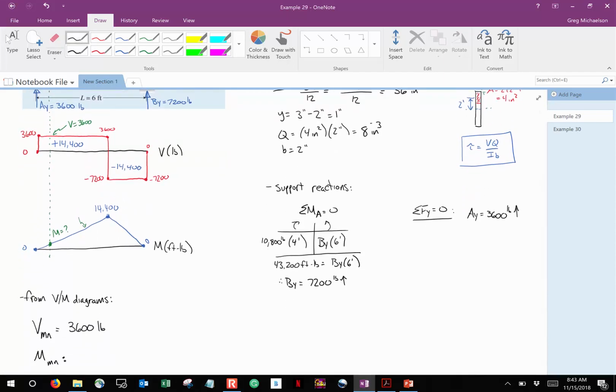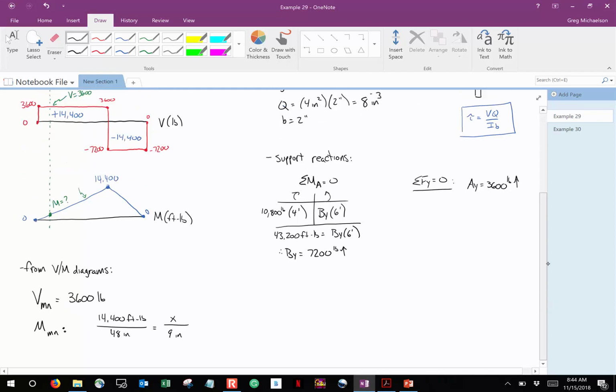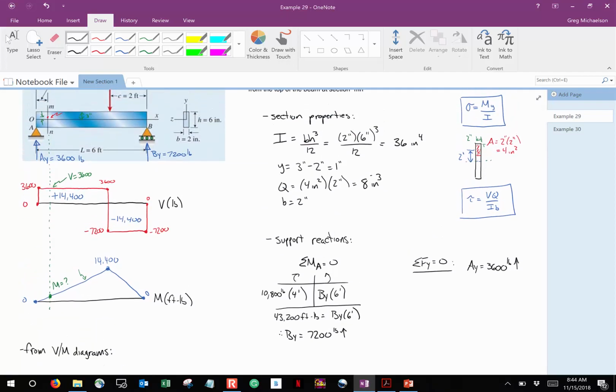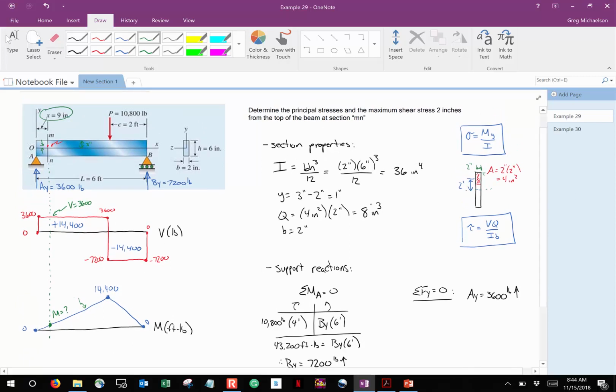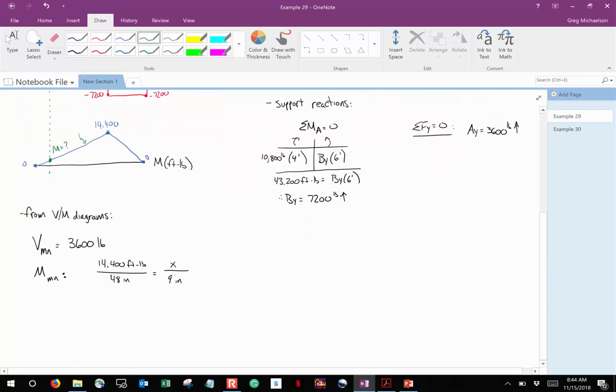Okay, so I'll write 14,400 foot-pounds over a distance of 4 feet. But instead of 4 feet, I'm going to call that 48 inches. And the reason why is because what I want to do is figure out how far do I rise up over a distance of 9 inches. Remember, if you look up here, section MN is 9 inches from the A support. You can actually raise that up a little bit. See right here, that distance is 9 inches from the A support. So if in 48 inches I go up 14,400, how far do I go up in 9 inches? So you can see that's why I'm using 9 inches down here.